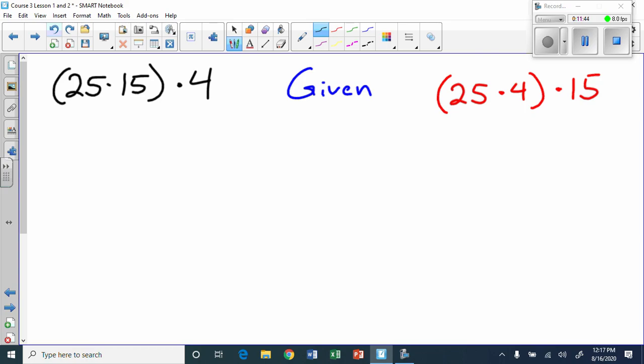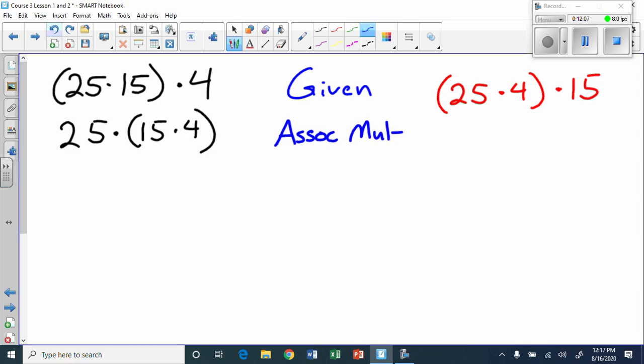So what I'm going to do is take this step here. I'm going to move my parentheses. The order is the same, 25, 15, 4, but my group changed. Changing the group is the associative property of multiplication. There's my evidence.